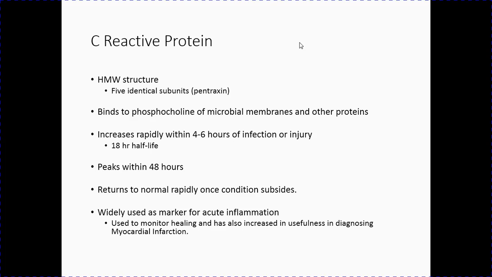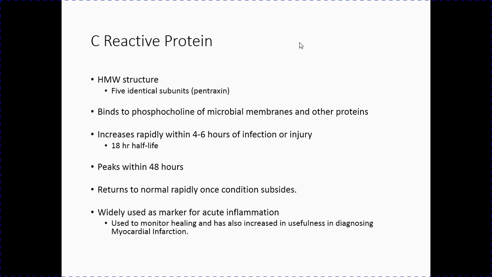It has a couple of different functions. It binds to a chemical called phosphocholine in microbial membranes and other proteins. It can act as an opsonin, coating a pathogen, making it more susceptible to phagocytosis, and it can also activate another part of the immune system that we're not going to talk about today, called complement. It's quite a system. It would take another hour.